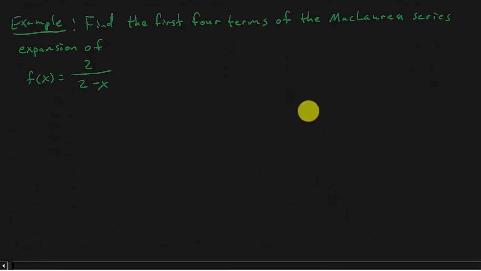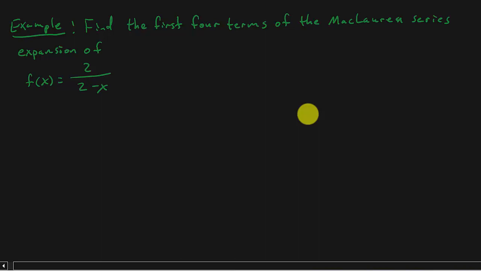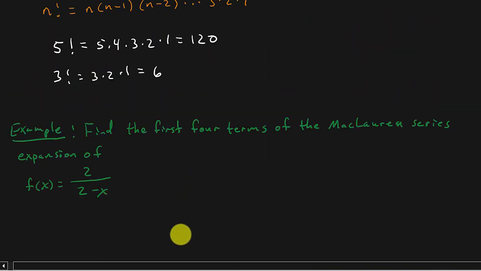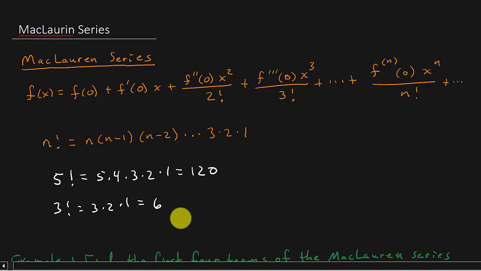All right, so find the first 4 terms of the Maclaurin series. So to do this, well, we've got f of x. So remember, it tells you the first 4 terms. So we've got 1, 2, 3, 4 terms. So we've got to go all the way to the 3rd derivative, okay?